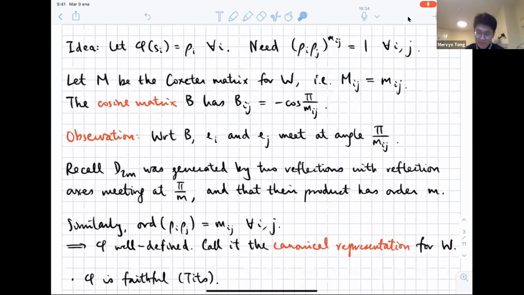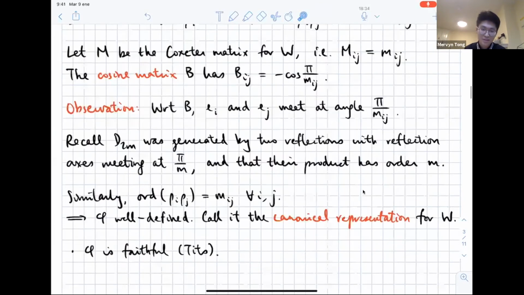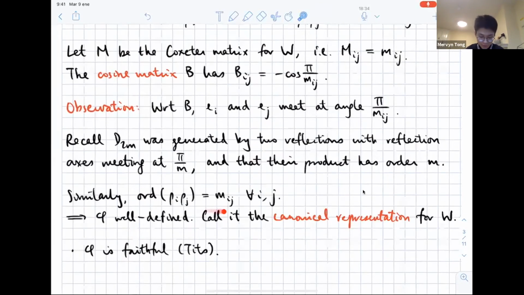Now, if M is the Coxeter matrix for W, then we let the cosine matrix B have ij entry minus cos pi over m_ij. And we observe that with respect to this bilinear form, e_i and e_j meet at this angle. And the reason this is a nice angle is we recall that D_2m was generated by reflections that have reflection axes meeting at pi over m, and that their product has order m, which is exactly what we want. We want that the order of rho_i rho_j to be m_ij. This is not exactly a proof, but you can take my word for it that this is indeed true. And therefore phi is well defined, and we can call it the canonical representation for W.